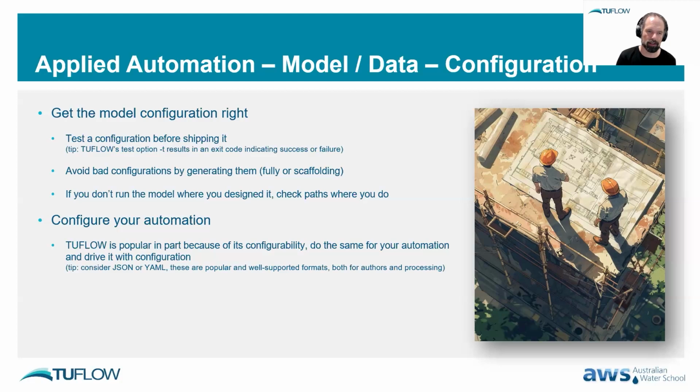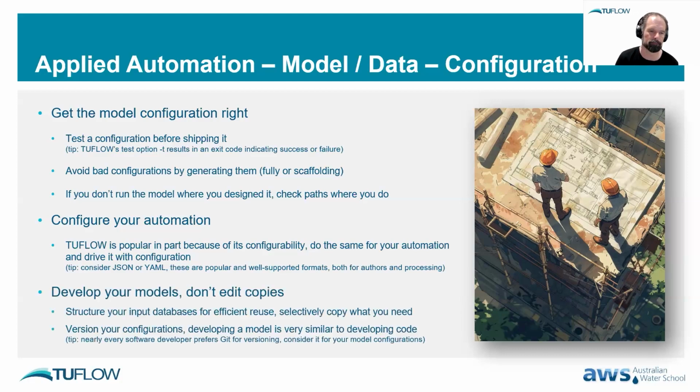And don't just configure the model correctly, but configure your automation. If you write some nice piece of automation and you want someone else to use it, make it so that they can configure it using just a simple configuration file. We find that people like using TUFLOW because it's so configurable. You can do the same for your automation and drive it with a configuration file, like a JSON file or a YAML file, so people don't have to go and change your batch file or your PowerShell script or your Python. They could just change a configuration file, and if they make a mistake, the automation can catch the mistake instead of someone accidentally breaking the script in a bad way.